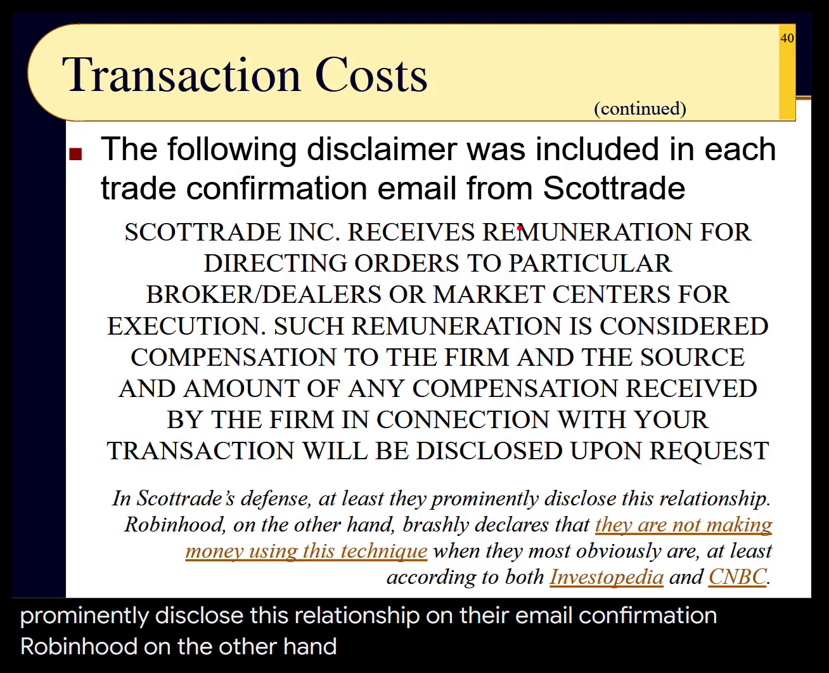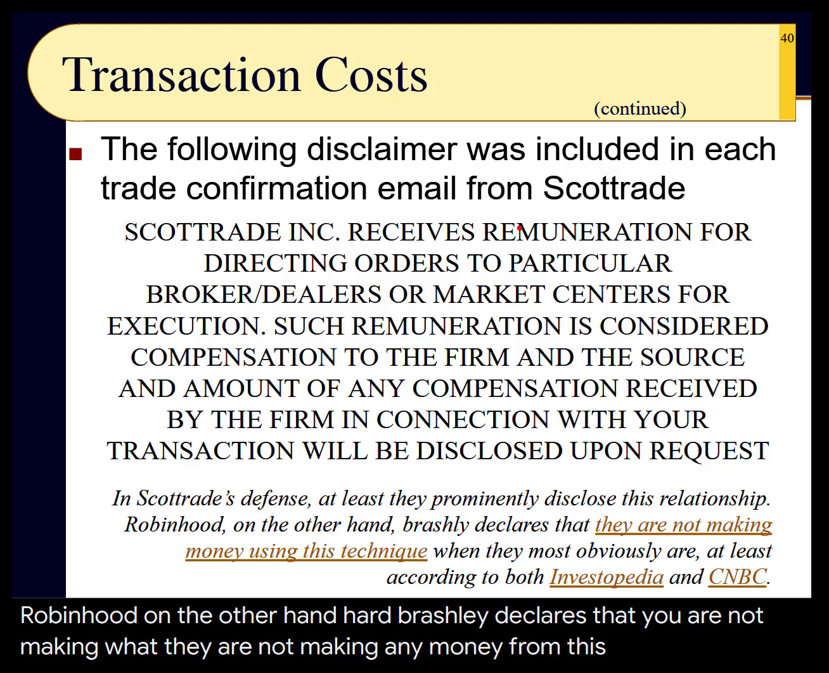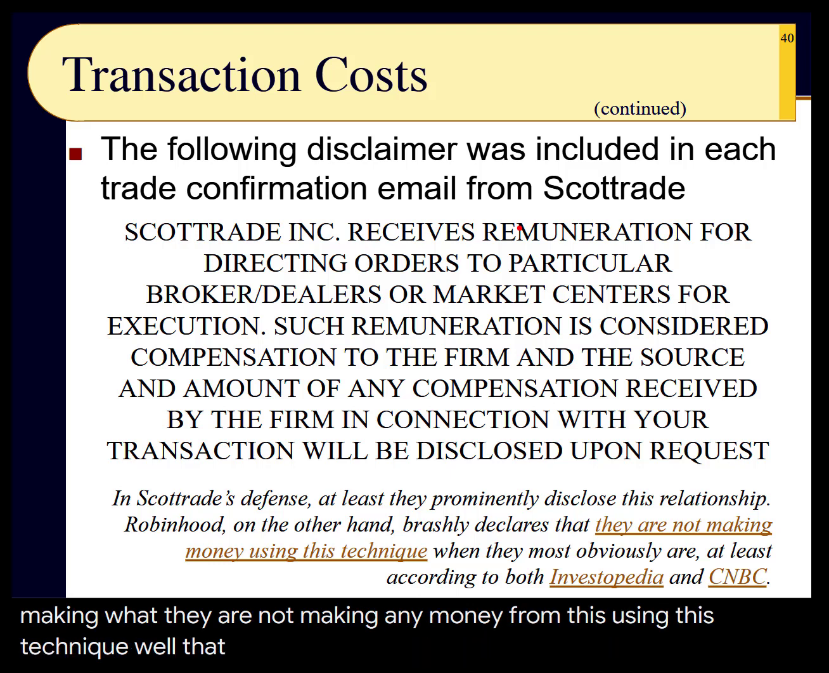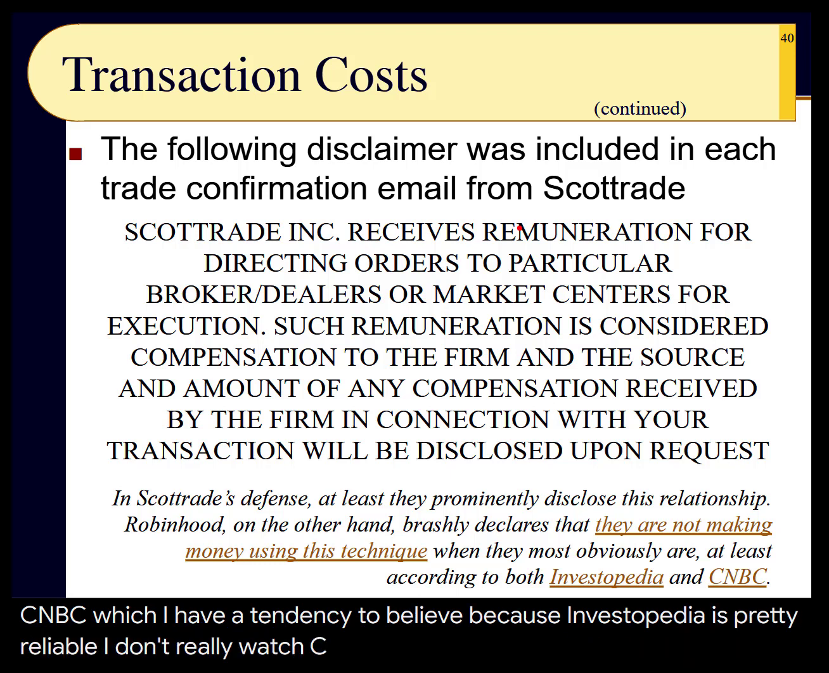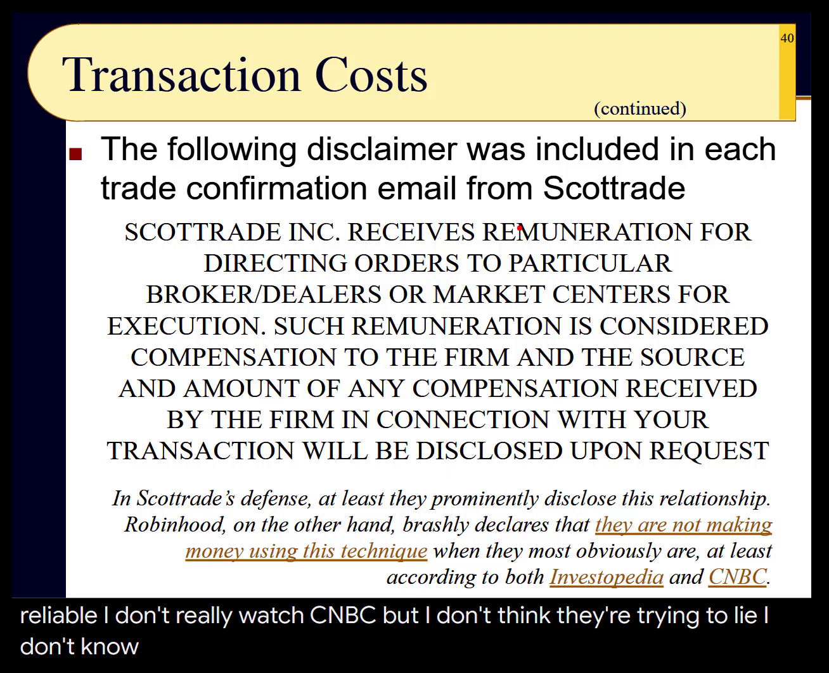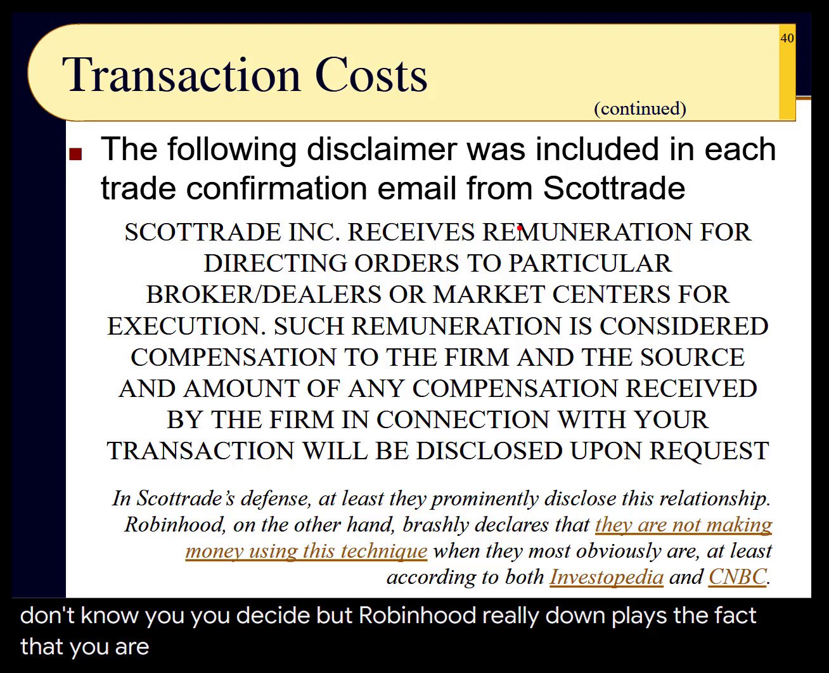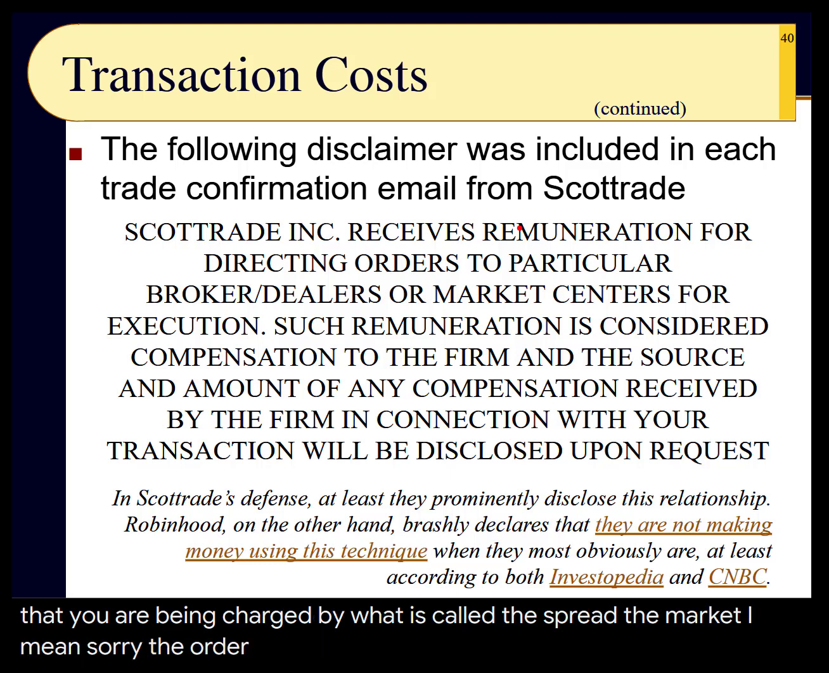Robinhood, on the other hand, brashly declares that they are not making any money using this technique. Well, they're lying. Obviously they are, or at least according to Investopedia and CNBC, which I have a tendency to believe because Investopedia is pretty reliable. I don't really watch CNBC, but I don't think they're trying to lie. I don't know. You decide. But Robinhood really downplays the fact that you are being charged what is called the spread, the order flow. Payment for order flow. Doesn't that sound innocuous, order flow?